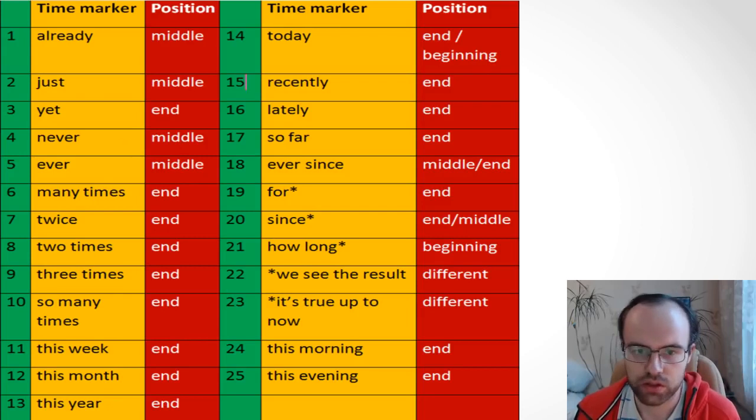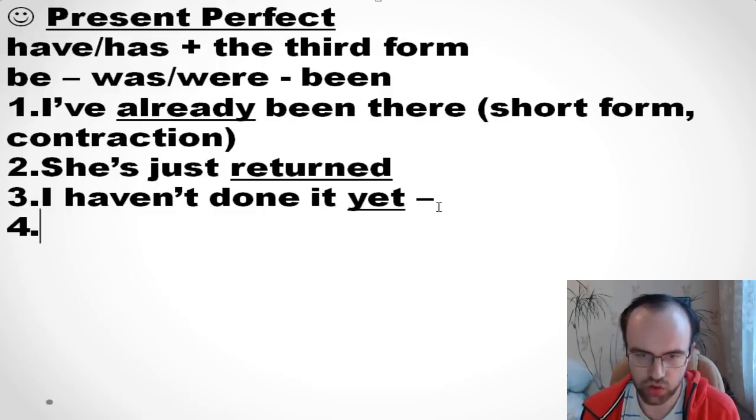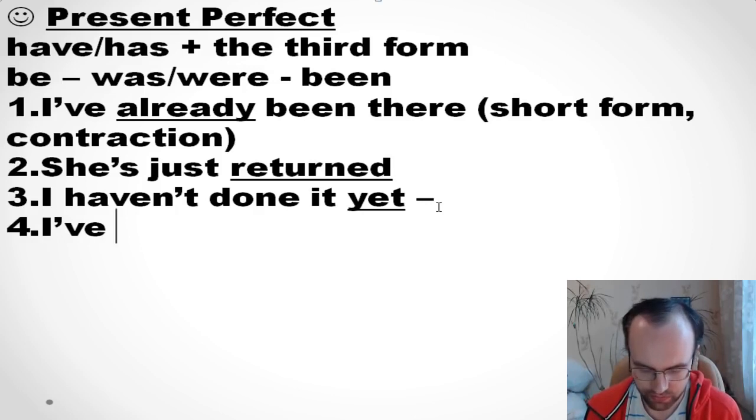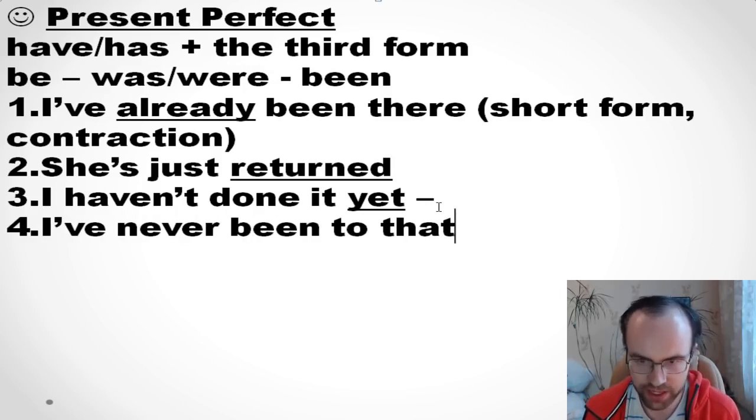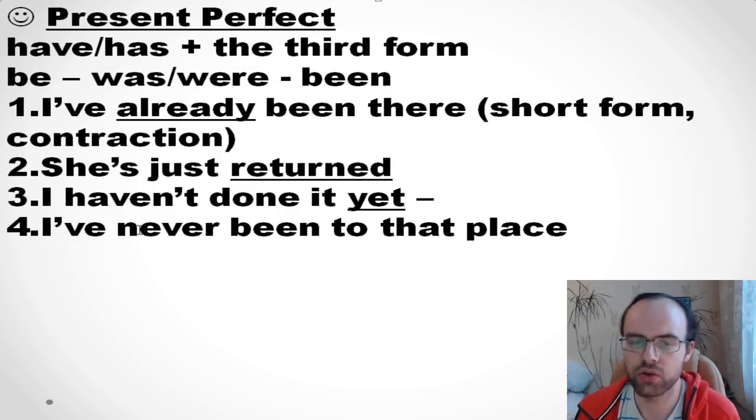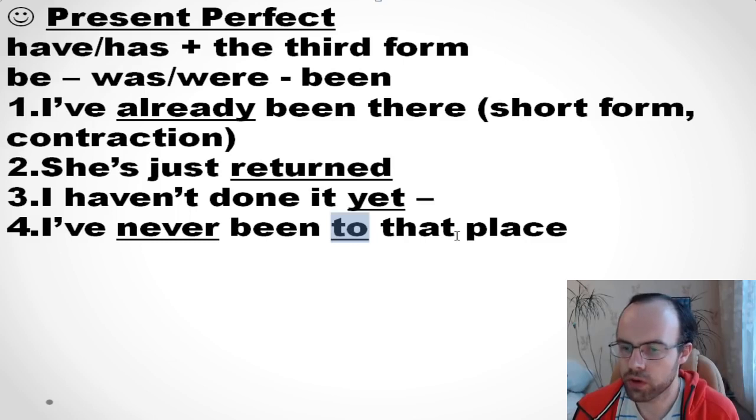Next, never. If there is a connection with the present, we use present perfect. For example, I've never been to that place. You see that we put never in the middle. And please remember that in present perfect, we use been to. If it were past simple, we would say I was in that place maybe 2 years ago, because you know that we use past simple with ago and last year, but with present perfect, we use been to. I've never been to that place.